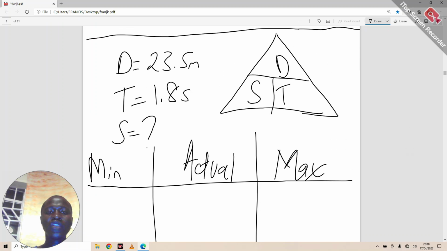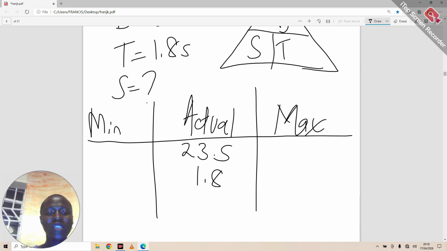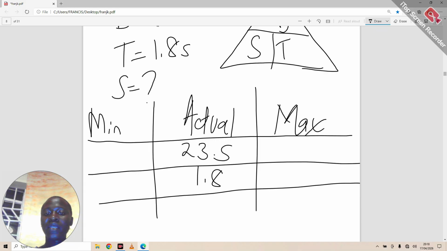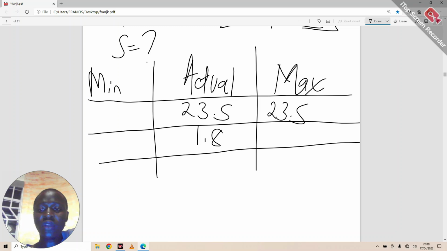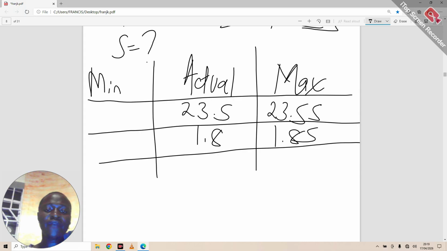So under the actual, I have 23.5 meters, 1.8 seconds. So I'll get their maximums. Under the distance column, I have an accuracy of 0.1. All of them have an accuracy of 0.1. So that 0.1 you multiply by a half, you get 0.05. So you add 23.5 plus that 0.05, and we get 23.55. And on this one, we shall get 1.85.